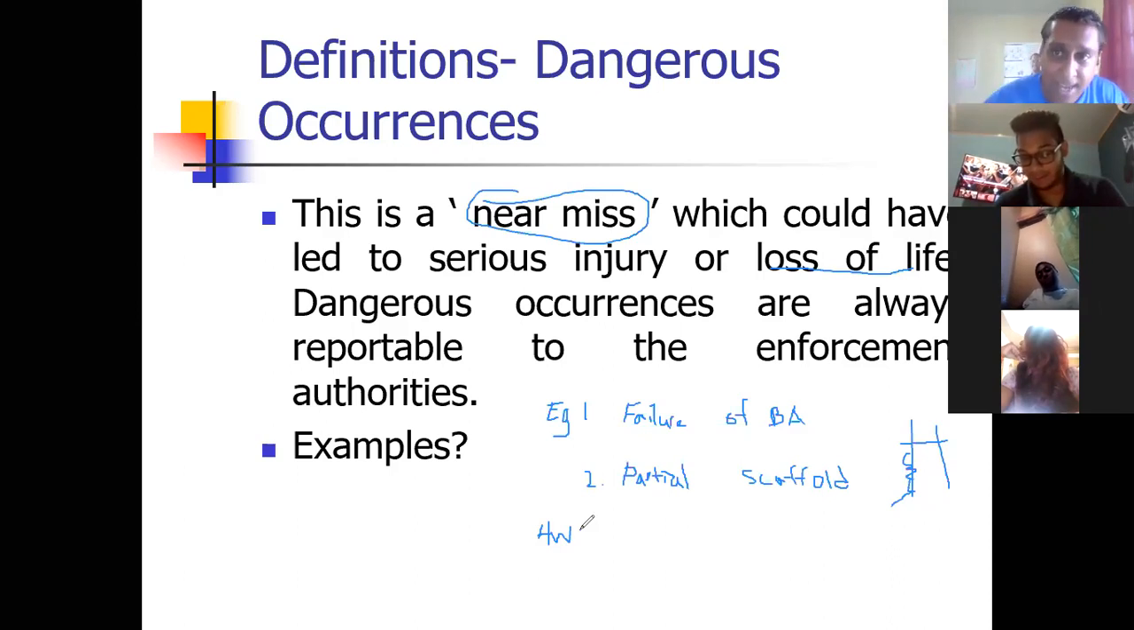The person could have died by fate or by luck and chance, whichever one that you believe in. The person would have survived, right? And nothing happened. They don't have a scrape. So that's a dangerous occurrence. You can make your own examples on those.